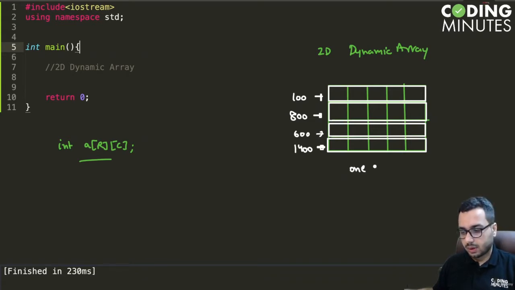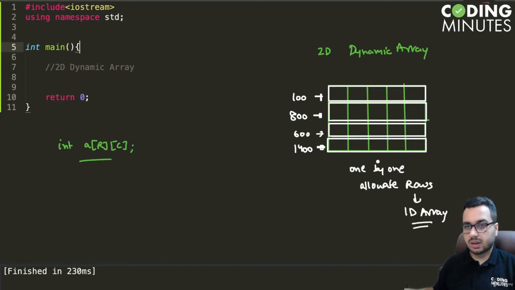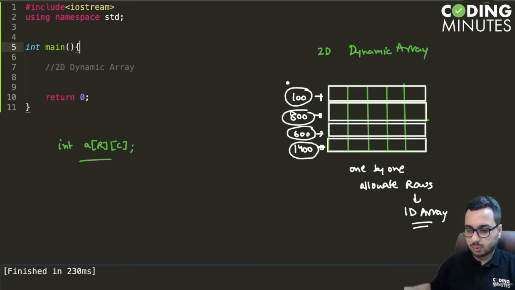Okay, so one by one we are going to allocate rows, and each row is a 1D array. Okay, so we are going to combine multiple 1D arrays to form a 2D array. And now you may ask, what about these addresses? Where are we going to store these addresses? We will need another array, okay, and we will store the address of this array.